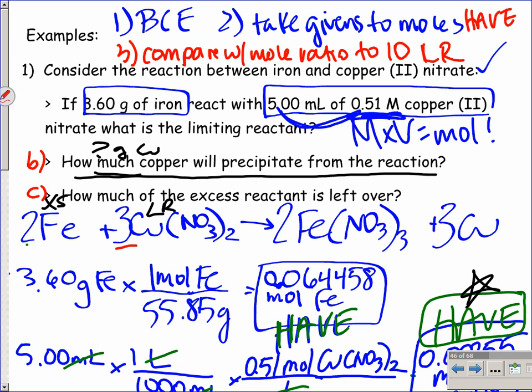Now step C, how much of the excess reactant is left over? Well, who's the excess reactant? Okay, iron, I'm hearing you. Iron is my excess reactant. How much do I have of it? I hear it. This is why we write have, right? Okay, so you can find it on all your work. So I have that much iron, but how much did I need of the iron to react?